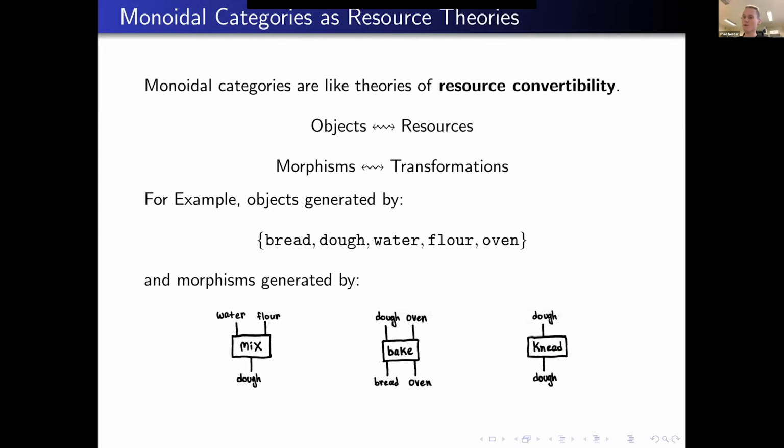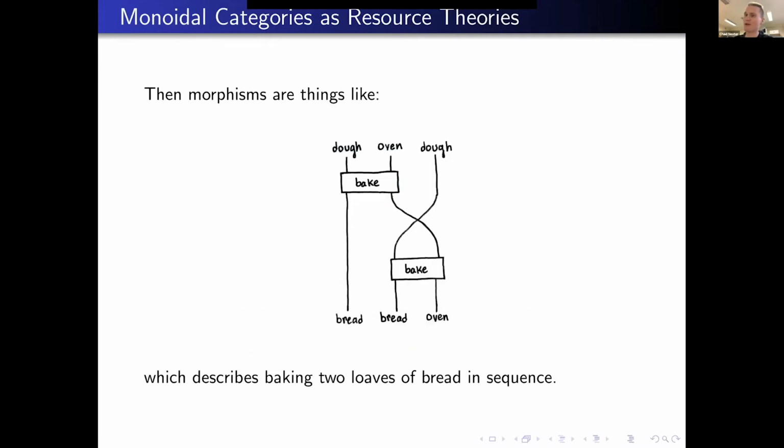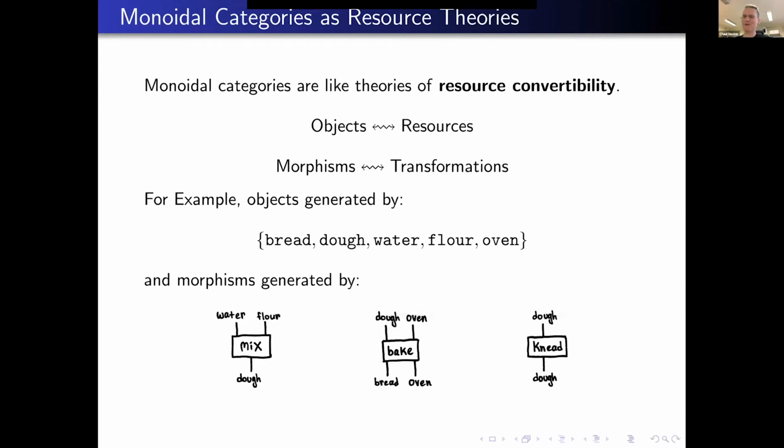And then we might have our morphisms generated by one that allows you to mix water and flour and transform it into dough, here on the left, one that allows you to bake dough in an oven to get back some bread, and the oven, here in the middle, and one that allows you to knead dough to get more dough on the right. And so that's sort of the thing. And once we have this, so I'm hiding a lot of algebra here, we're going to generate the free monoidal category on this data.